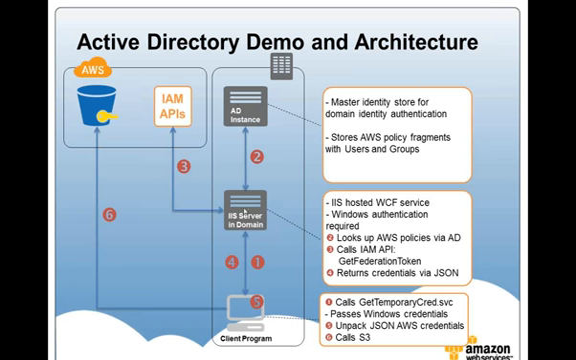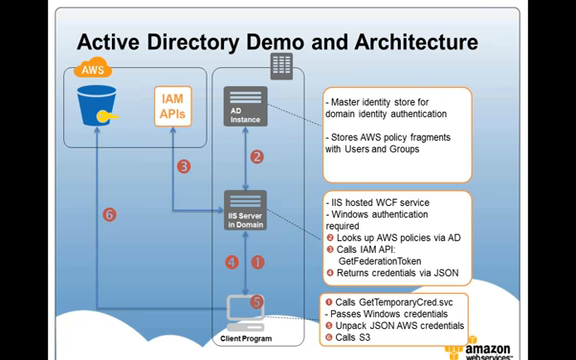It grabs all the bits of policy from Active Directory. It then generates a policy from those bits of policy, and sends that along with a request to the security token service, the IAM APIs, which generates a set of credentials on the fly for it. The IAM service then returns those credentials, which go back to the WCF service, which then hands those credentials down to the client program.